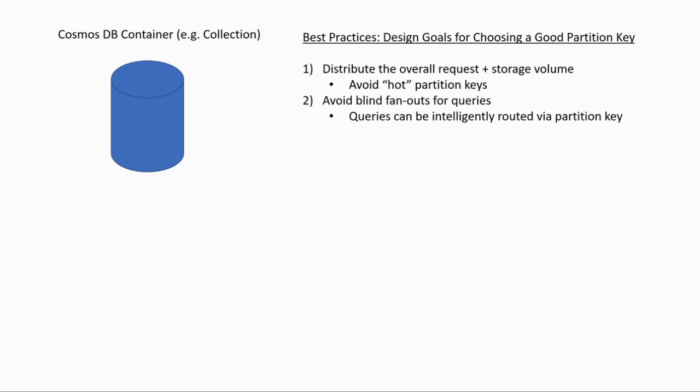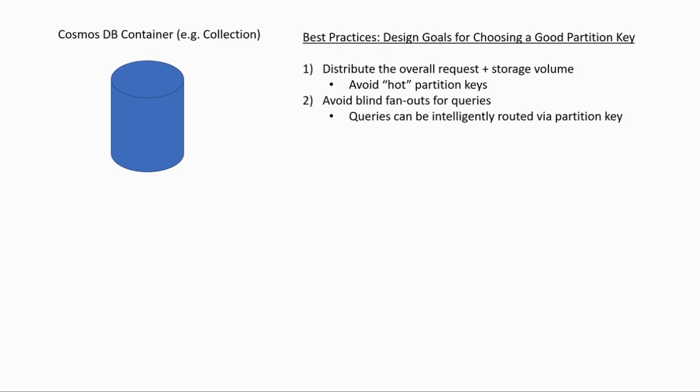So for a multi-tenant system, multi-tenant systems typically scale by the number of users. So having something akin to a user ID, or for IoT, because you're scaling by the number of devices, having something akin to a device ID tends to be a fairly natural partition key.